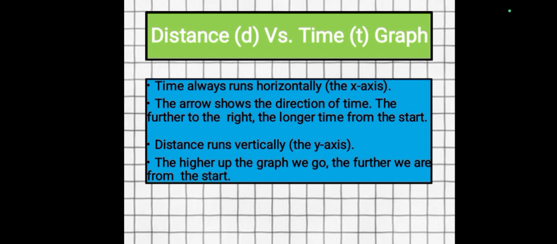Now, when we make a distance versus time graph, always remember that we will need to use two axes. First is the x-axis, on which time always runs. Second is the y-axis, which is intended for distance. So that vertical line is your y-axis, and that horizontal line is your x-axis, represented by d and t respectively.